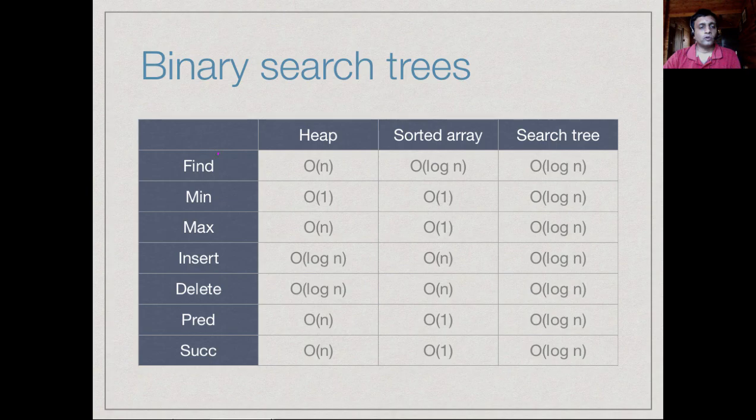We want to be able to search for a value. We want to be able to insert and delete values. We also want to be able to compute the minimum and the maximum value in a tree and also find the predecessor and successor of a given value. And all of these we claimed would be order log n provided the tree is balanced.